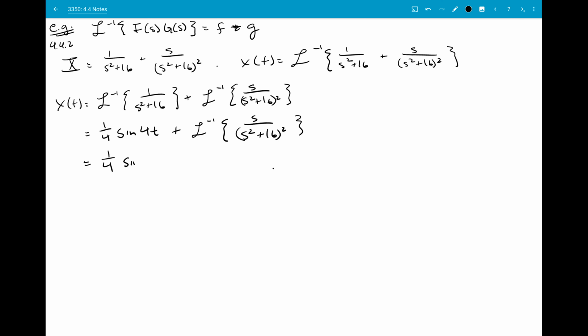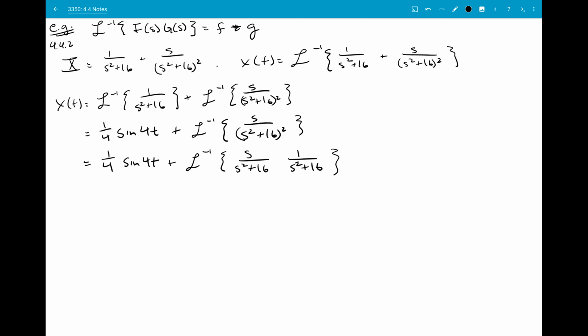So that's 1/4 sine 4t plus L inverse of s over s squared plus 16 times 1 over s squared plus 16. So the two denominators multiplied together gives you that s squared plus 16 squared. s times 1 gives you the s on top. So all I've done is separate out that one function into a product of two functions.